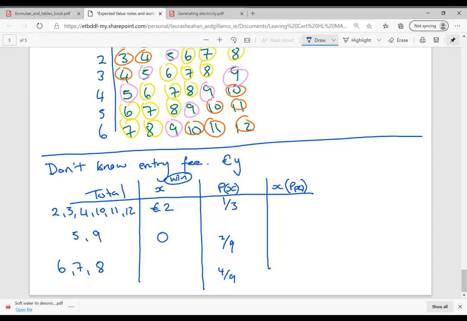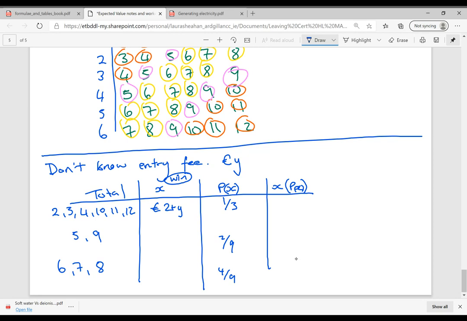And for 6, 7, or 8, I would lose the entry fee. So I lose Y. Like you could have this the same as the last time, and you could have Y plus 2, so you could have that, and you could have plus Y, and you could have 0, that you wouldn't win anything.